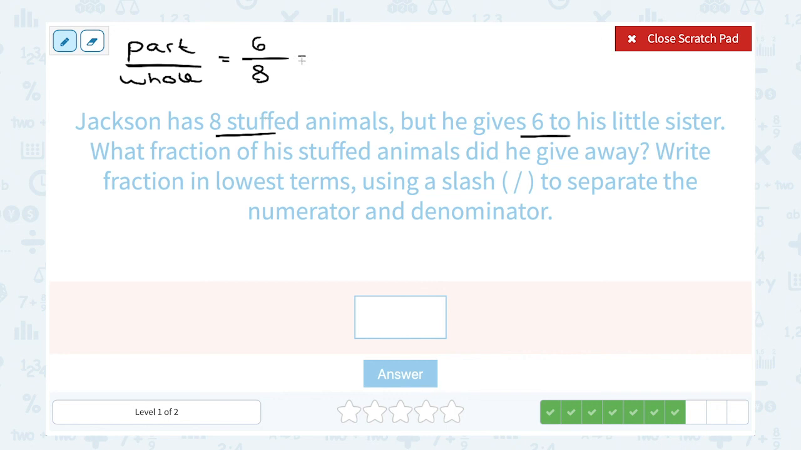Now, in this case, I can reduce this because there is a number bigger than 1 that goes into both 6 and 8. 2 goes into both of those numbers. So I can write 6 as 2 times 3, and I can write 8 as 2 times 4. And then you can see I can cancel the 2 on the top with the 2 on the bottom, and it simplifies or reduces to 3 out of 4.